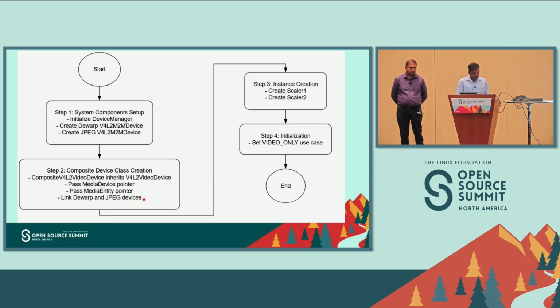The media device pointer shown here is used for the media request. I think we have a talk tomorrow on the media request, by Karthik. If you're interested, you can attend the talk. And finally, when we create the instance of the class, we'll also create the scalers, that's our ISP 2 streams. The initial use case will be video only, because this is pure setup happening here and no use case is selected by this time. So the initial use case for this class will be video only.